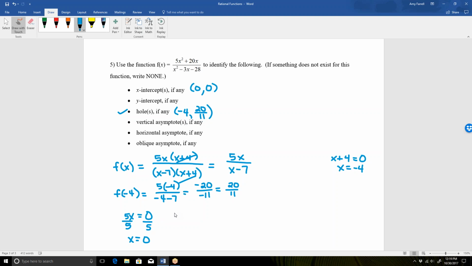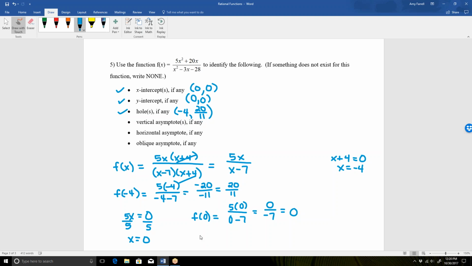To find the y-intercept, we're going to find f of 0. And to find f of 0, we can use either the original function or the reduced one. Maybe I'll just use the reduced one. I'll get to work with smaller numbers there, I guess. So f of 0 is 0 over negative 7, which is 0. So I also have a y-intercept of (0, 0), and that makes sense. The two axes cross at the point (0, 0), so if (0, 0) is an x-intercept, it's also going to be a y-intercept. Okay, so I found this, I found this.